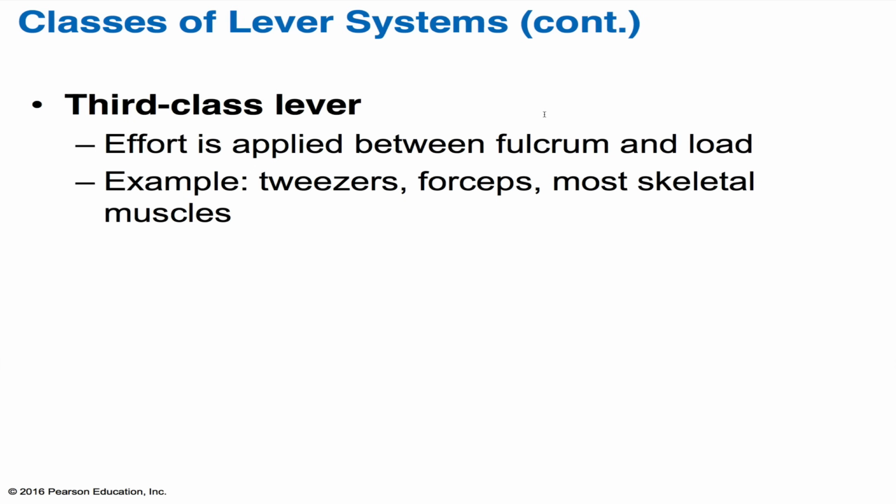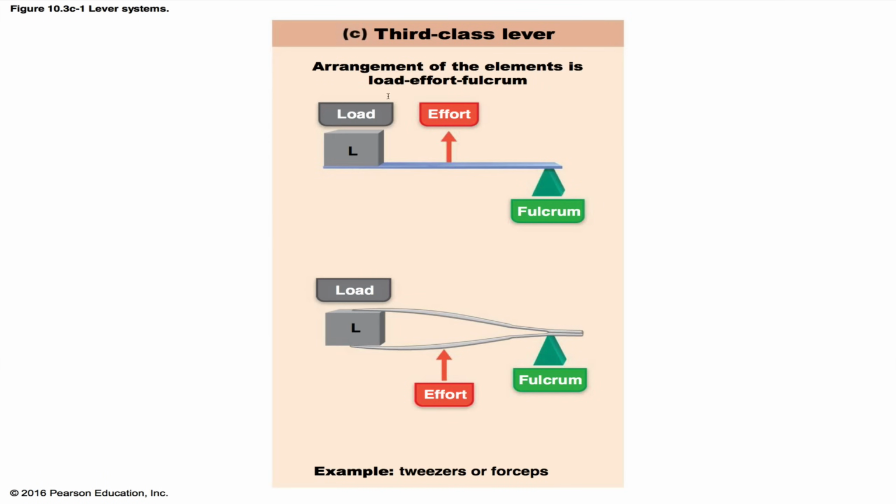The muscles involved in third-class levers tend to be thicker and more powerful. This is illustrating third-class lever systems, and you can see that the effort is applied between the load and the fulcrum. This picture shows an example of a tweezer. You have the load on one end, and then you have the effort in the middle, where your fingers are squeezing, and then you have your fulcrum, which is the part where the two ends of these forceps are held together.